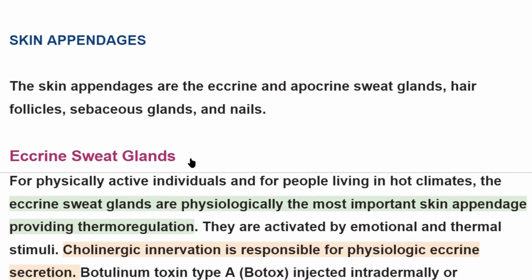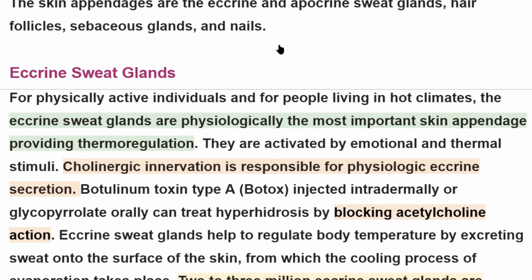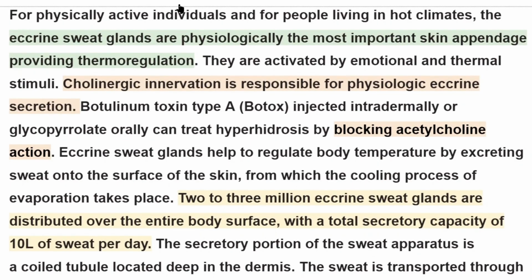Skin appendages. The skin appendages are the eccrine and apocrine sweat glands, hair follicles, sebaceous glands, and nails. Eccrine sweat glands are important for physical activity, for active individuals, and for people living in hot climates. The eccrine sweat glands are physiologically the most important skin appendage, providing thermoregulation. They are activated by emotional and thermal stimuli. Cholinergic innervation is responsible for physiologic eccrine secretion.